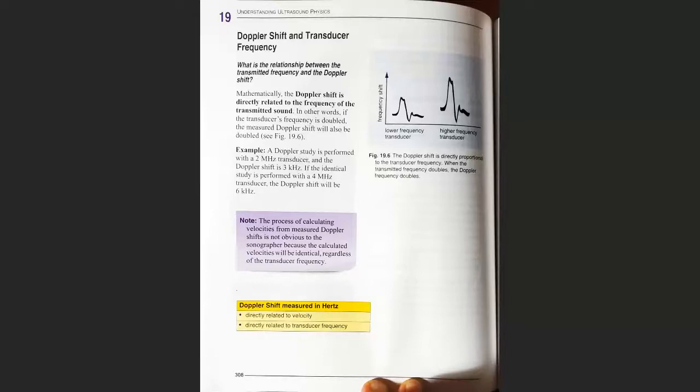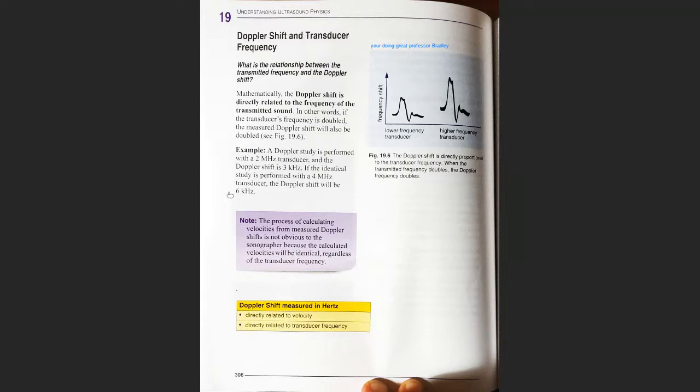Now, by the way, that's the kind of question they ask on your certification exams. They don't give you numerical problems like I do, just because those would be hard to grade. But I think it's important you know how to do that and not just do multiple choice questions. So here's an example. A Doppler study is performed with a 2 megahertz transducer, and the Doppler shift is 3 kilohertz. If the identical study is performed with a 4 megahertz transducer, the Doppler shift will be 6, because going from 2 megahertz to 3 megahertz is an increase of 50%, so an increase of 50% on 4 is going to be 2 and takes you to 6. Okay, so that is good.